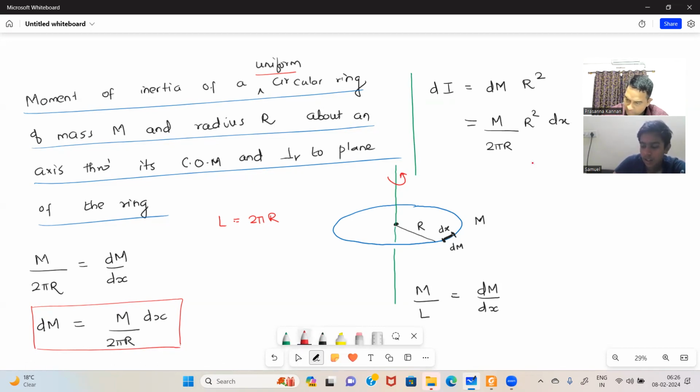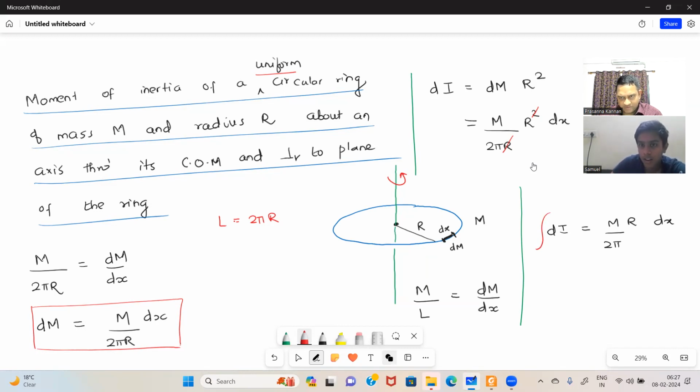So what does this become? R and r get cancelled, right? So what do you have? M by 2 pi r into dx. Correct. So dI is equal to m by 2 pi into r into dx, correct? Now you're going to find the total moment of inertia. Small value, how do you get a larger value in continuous distribution? Integrate, right? So you take the constant out.